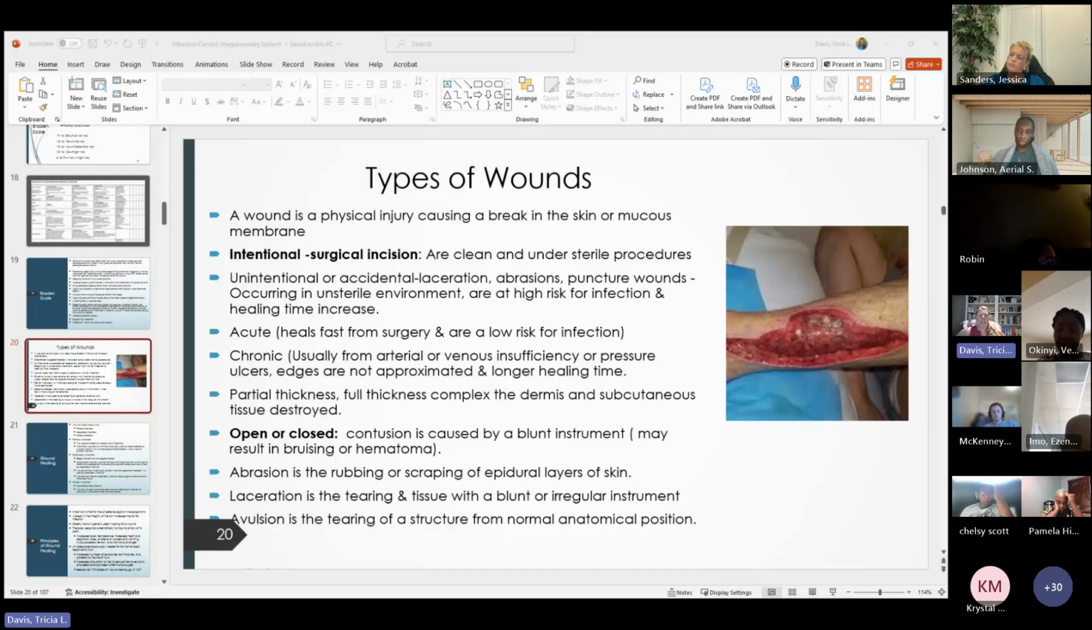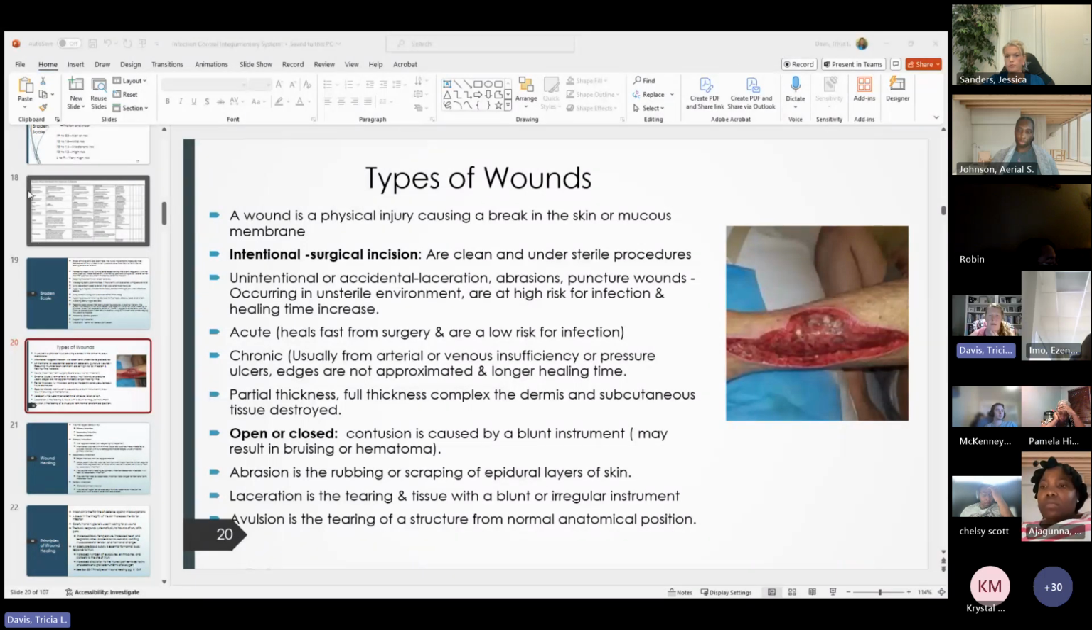An abrasion is going to be rubbing or scraping of those epidermal layers of the skin. A laceration is going to be the tearing of tissue with a blunt or irregular instrument. And then an avulsion is the tearing of a structure from its anatomical position. So if you were to have a break or something like that, where the bones come out of where they're supposed to be normally aligned.